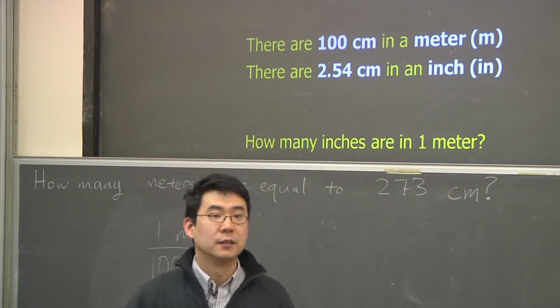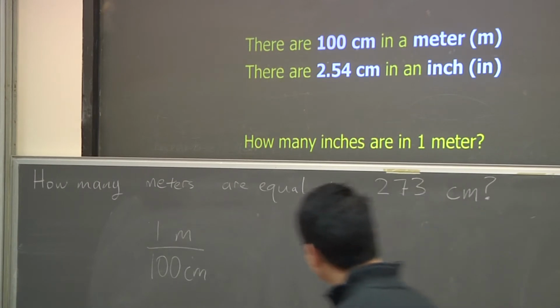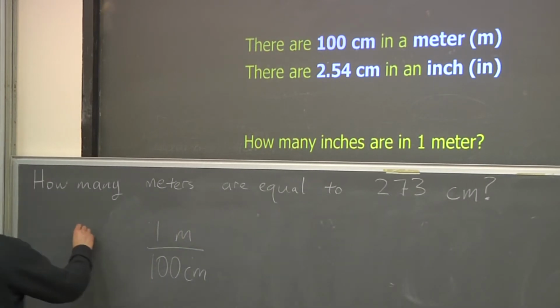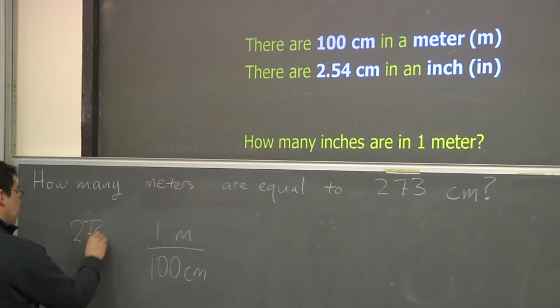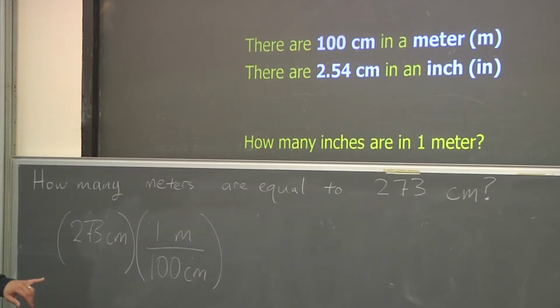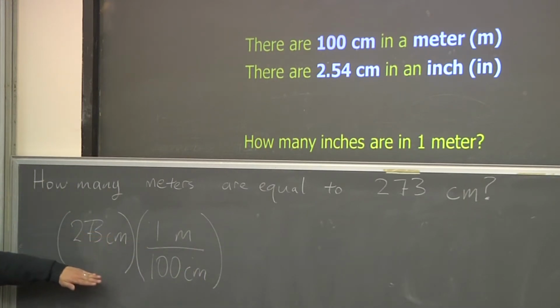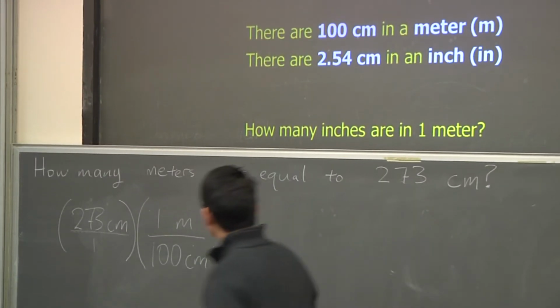Yes, sir. I can't see your card, but that's okay. 273 centimeters. Yes. Multiplied by 1 over 100 centimeters. 273 centimeters multiplied by 1 meter over 100 centimeters. Right. Remember, if I put anything over 1, its value stays the same. So if it helps you, you can put this over 1. You don't have to. But this shows you numerator, denominator, numerator, denominator. And when I multiply with numerator and denominator like that, I brought colors this time. I'm so excited. What happens?